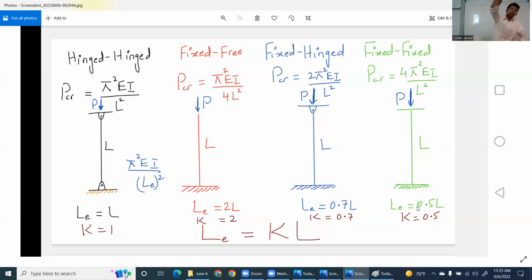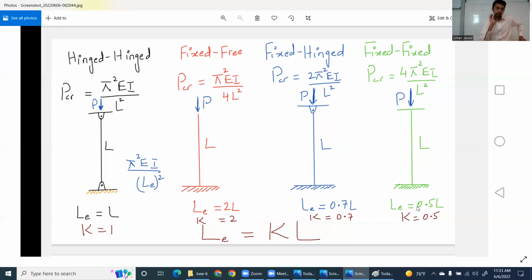So remember, P critical is equal to, I'm about to say bye-bye to you, pi square EI over LE square. So just remember this. P critical is equal to pi square EI over LE square. Pi is 3.14. E is the elastic modulus. I is the area moment of inertia, and LE is the effective length for all those four cases.